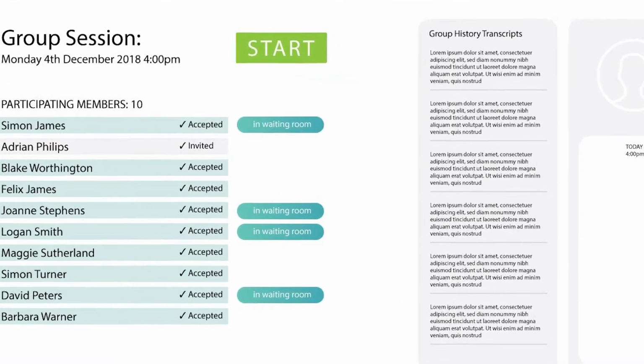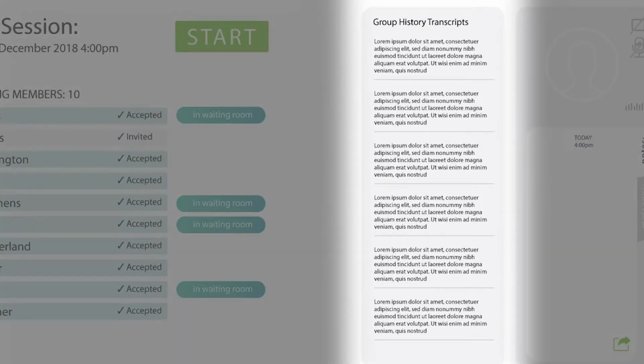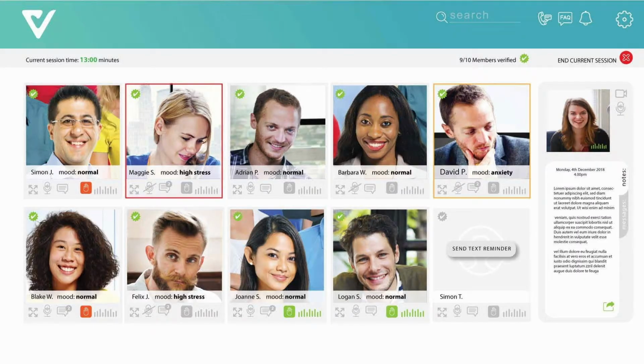And then on the right is some text, and this is a transcript of the previous session. So we have speech to text running all the way through the session. So the therapist in this case can review her notes from the last meeting and anything that she wants to remind herself of as she enters into this meeting. So the session starts, and here we are.